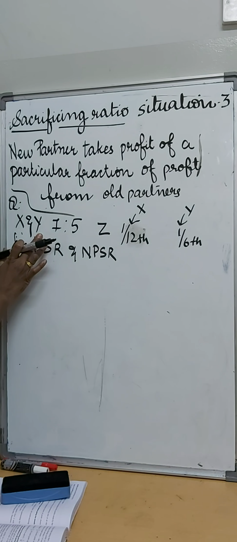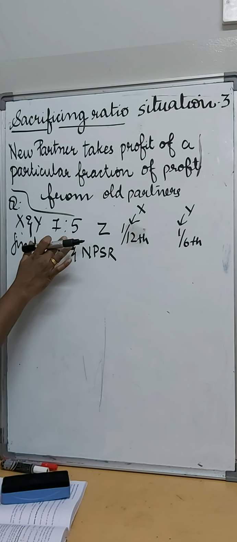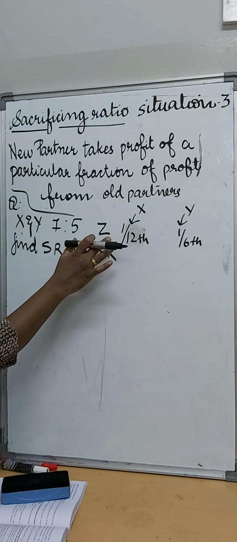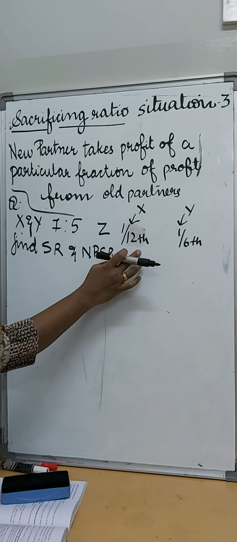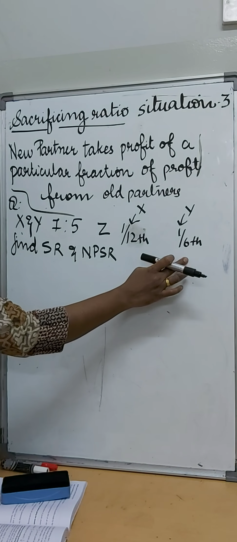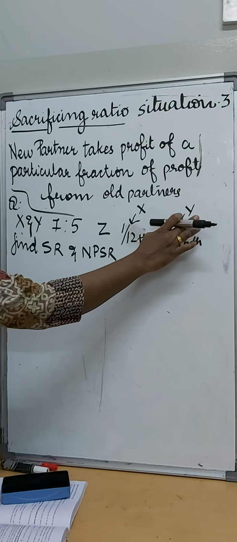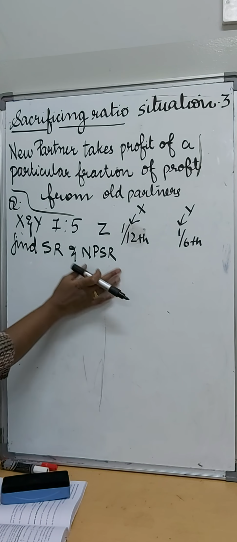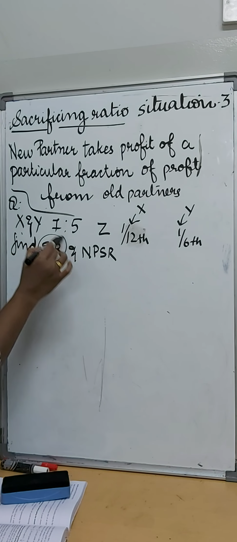X and Y are partners. Their old profit sharing ratio is 7:5. Now they admitted Z into partnership. Z will acquire 1/12th portion from X and 1/6th portion from Y. You are asked to find the sacrificing ratio and the new profit sharing ratio. First we'll do the sacrificing ratio.